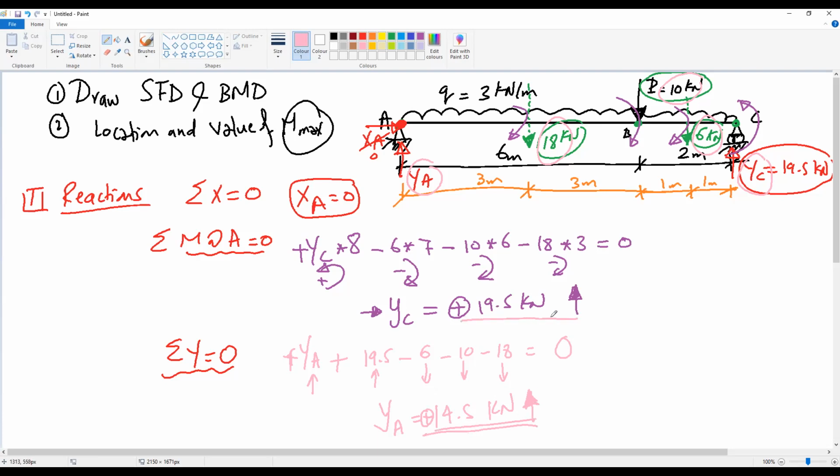Okay, so these are our reactions. YA equals 14.5. Do you have any problem with the reactions for this beam? Okay, now we go to the second step.